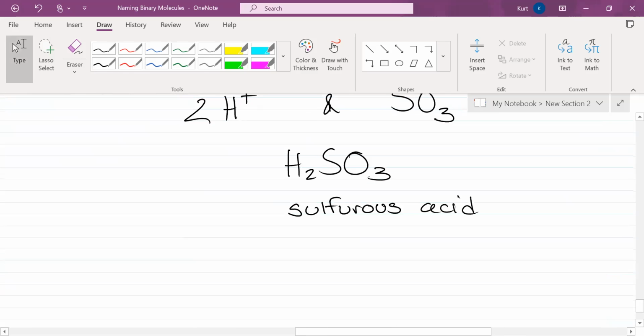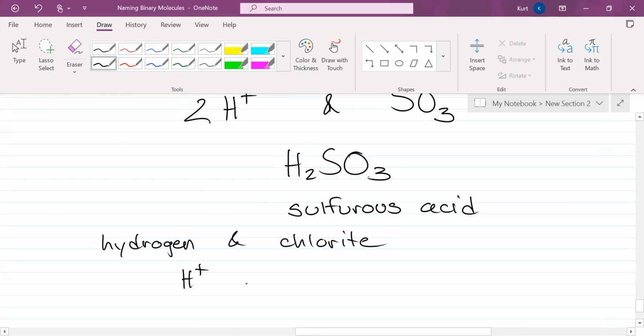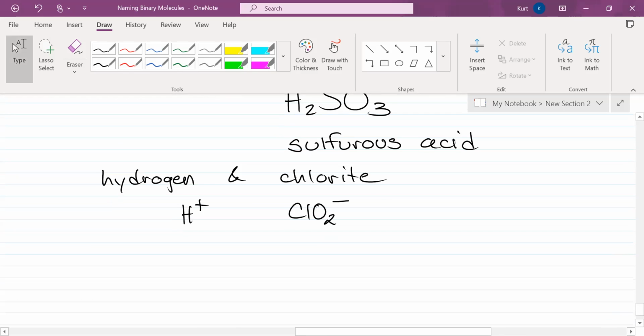Let's do a couple more. Hydrogen and chlorite. You know hydrogen is positive 1. Look at your list. What is the charge of chlorite? It is ClO2 with what? Negative 1 charge. So what ratio do they balance out? 1 to 1. HClO2.